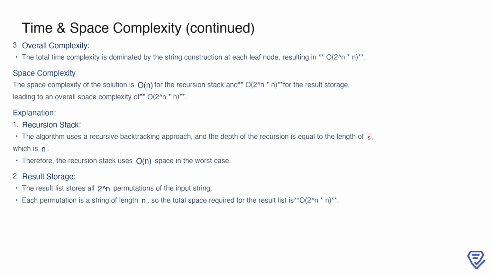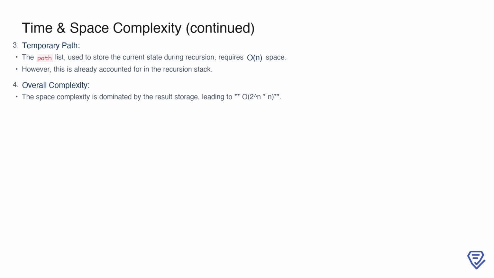The result list, on the other hand, stores all the 2 to the power of n combinations generated by the algorithm. Since each combination is a string of length n, the space required for storing all these permutations is 2 to the power of n asterisk n. Combining these two, the overall space complexity is also dominated by the result storage, leading to 2 to the power of n asterisk n. The temporary path list, which tracks the current state during the recursion, also requires n space. However, this space is already accounted for in the recursion stack, so it doesn't add to the overall space complexity.